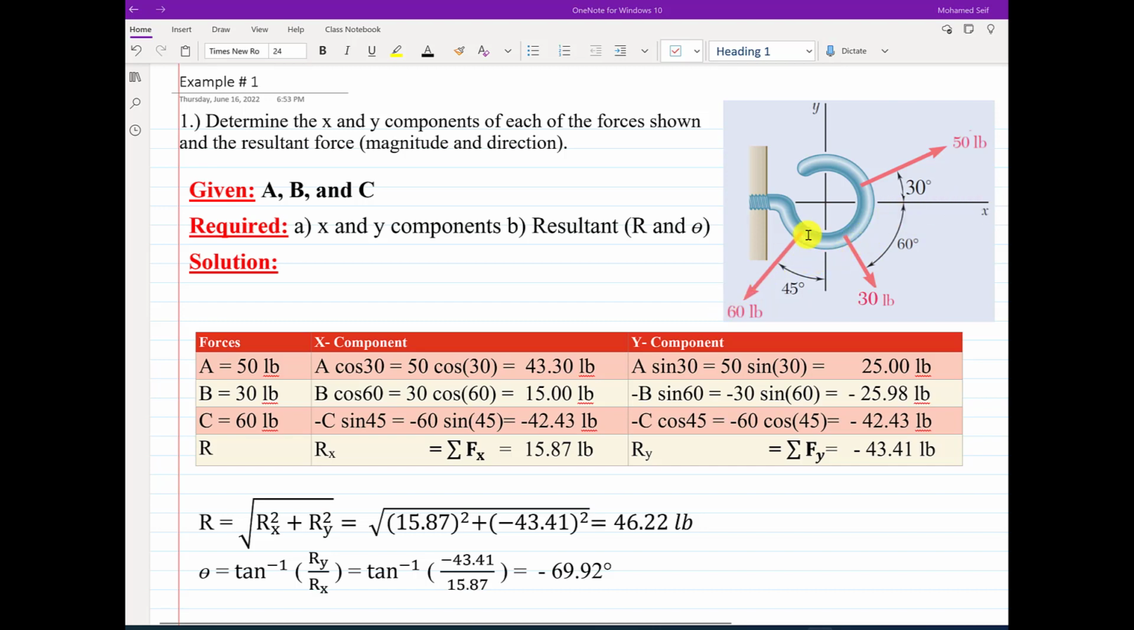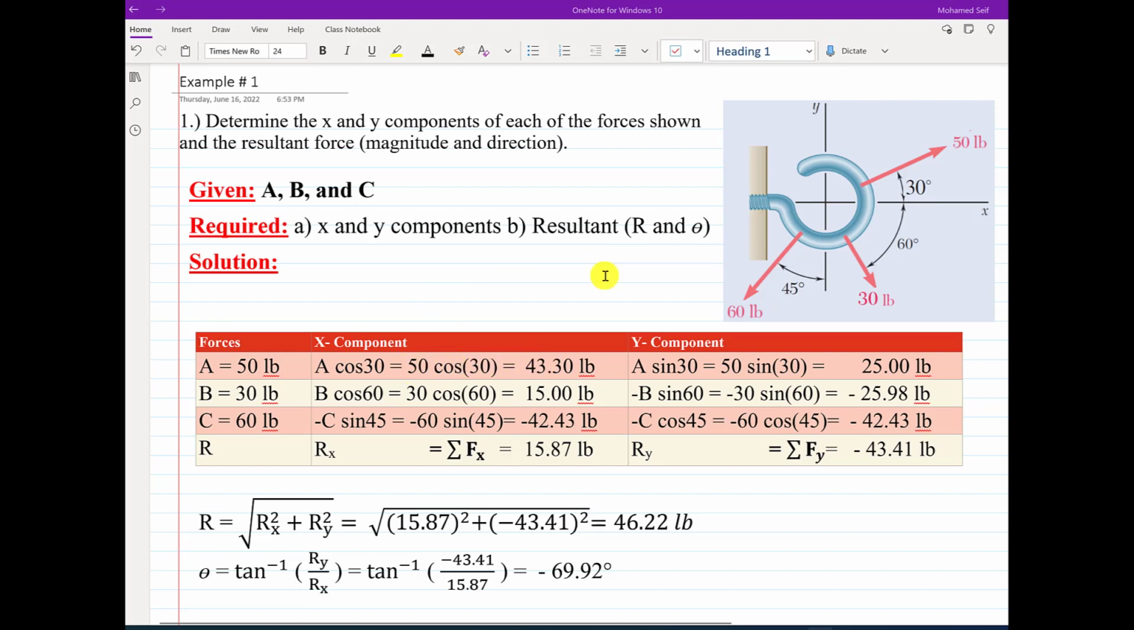But for the third force, the angle given with the vertical axis means that the cosine component will be with the y component. Okay, so let's adopt this methodology. I have the force A 50 pound, B 30 pound, and C 60 pound. Let's look at the first force, 50. It's making 30 degrees with the x, which means A cosine 30 will give me the x component of the first force.